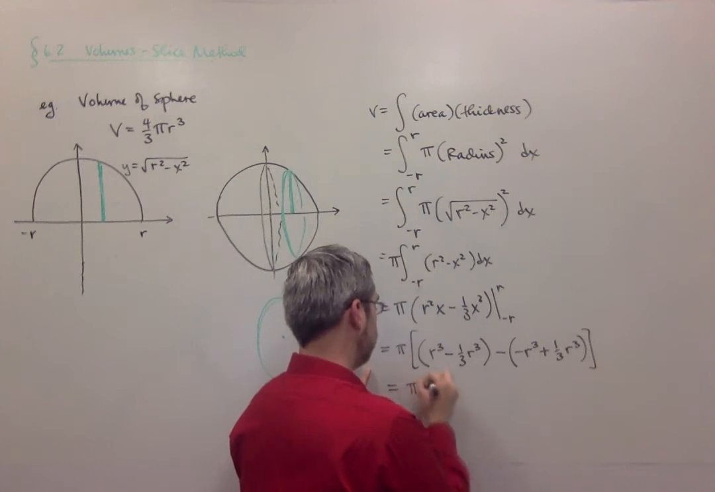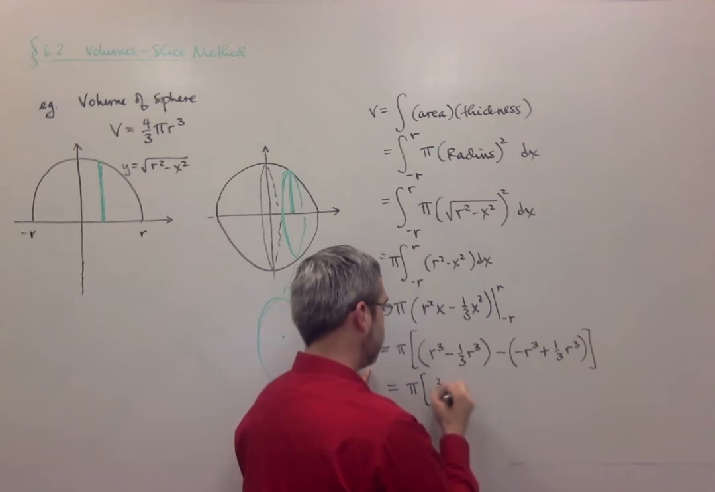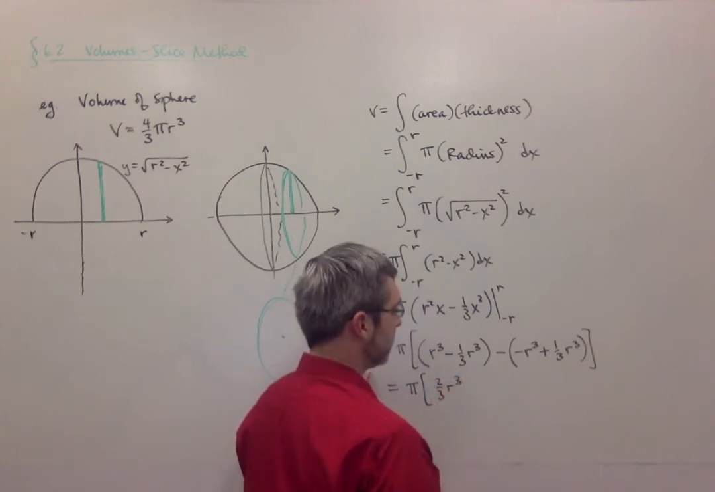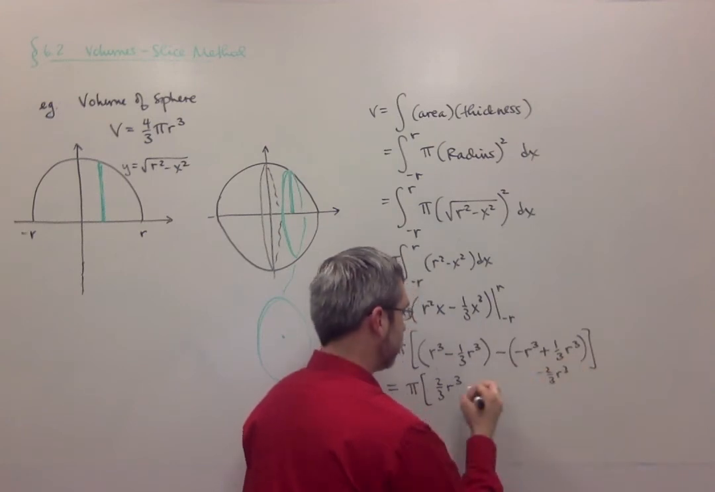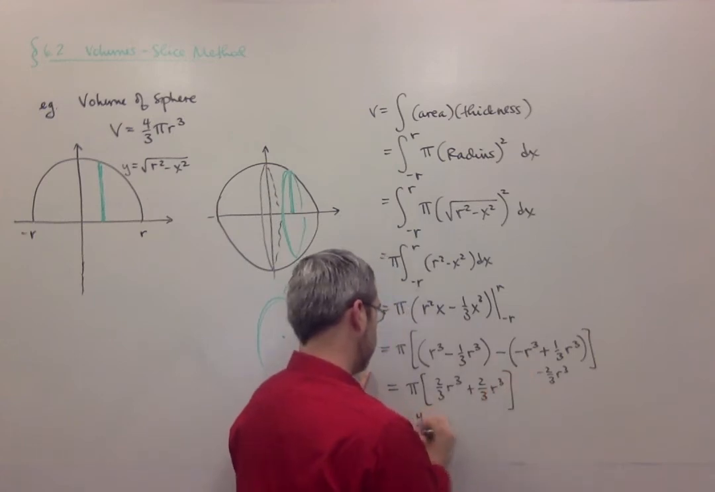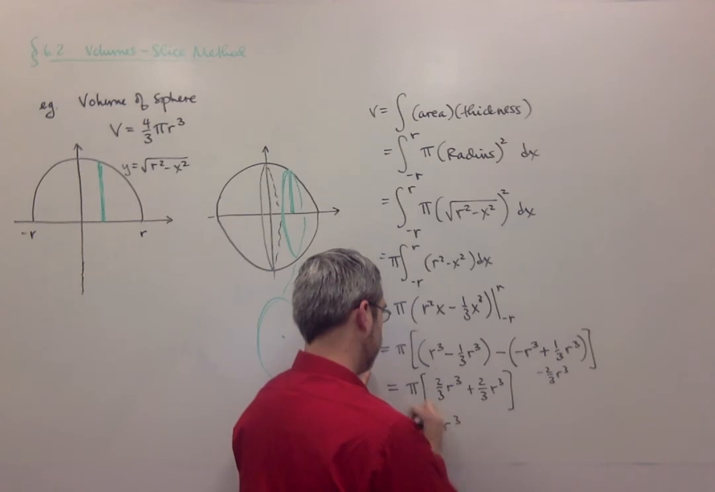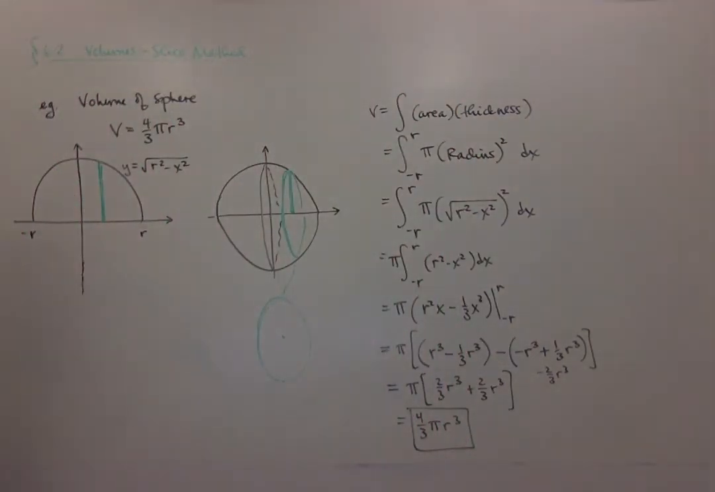You probably see where this is going. I've got a whole r cubed minus 1/3 of an r cubed gives me 2/3 of an r cubed. Over here, I get negative 2/3 of an r cubed, but I've got another negative, so that's plus another 2/3 r cubed, which gives me 4/3 pi r cubed. Okay? Make sense? So that's our volume of a sphere. Nice.